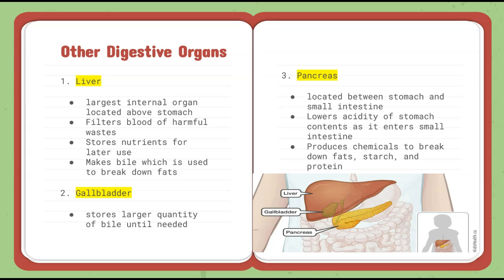And then finally, the pancreas. This is located between the stomach and the small intestine. What it does is it actually lowers the acidity level of the stomach contents as it enters the small intestine. Remember that hydrochloric acid is quite potent, and it is the job of the pancreas to kind of calm that down. The pancreas produces chemicals to break down fats, starches, and proteins as well, right before it enters the small intestine.